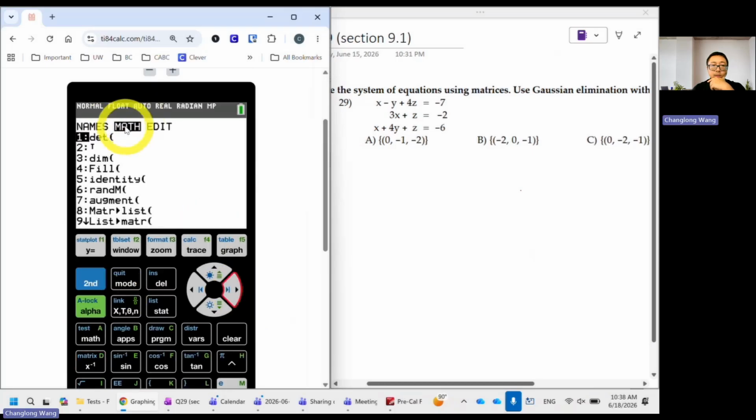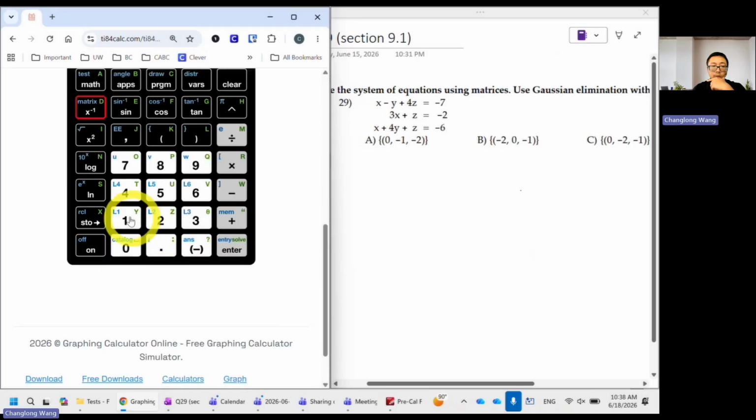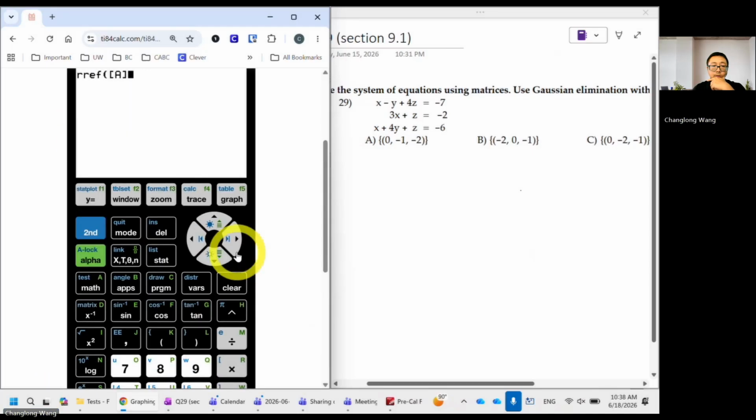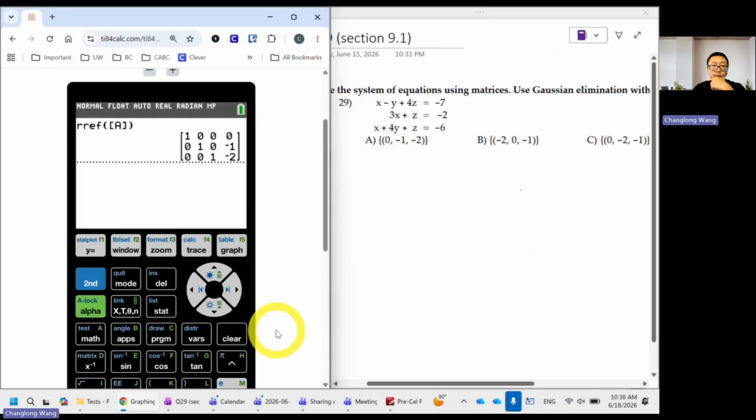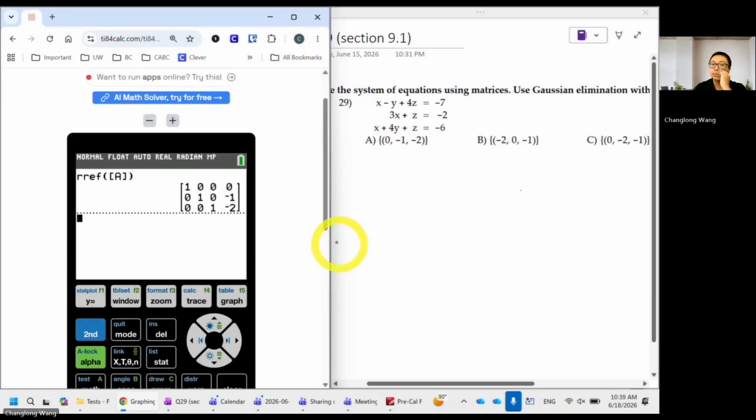Then go to math and scroll down and find the reduced row echelon form, RREF. Hit it, right? Then it's asking, what matrix do you want the reduced row echelon form of? Again, the second matrix, so you can call the first matrix and hit enter. It tells you the reduced echelon form, and you can literally just read off the solution from the last column, right? So with 0, -1, -2, that has to be A.